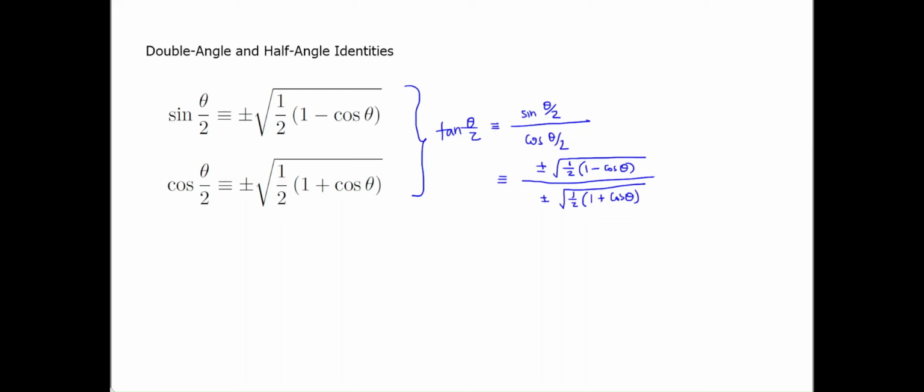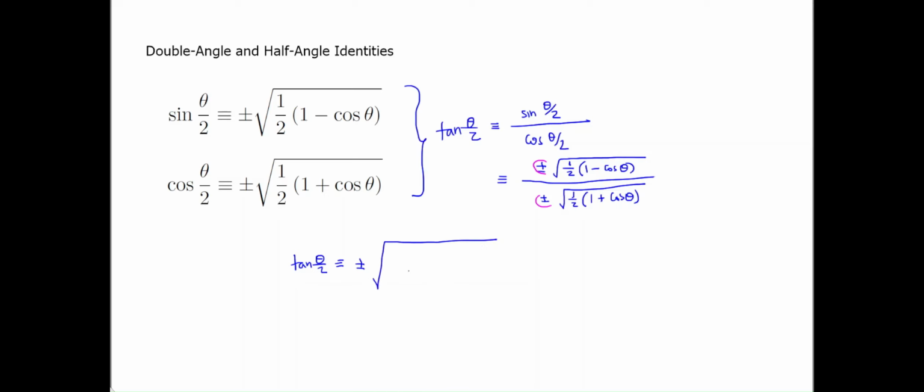Okay. All right. Now we can simplify this just a little bit, and we get tangent theta over 2 identical to. Now we have a plus minus in the numerator, same in the denominator. Now, those don't cancel, because you could have a plus or a minus in the numerator, which could pair with a plus or a minus in the denominator. Okay, so you could actually get plus plus, plus minus, minus plus, or minus minus. So you still have the possibility of a plus or a minus sign here.